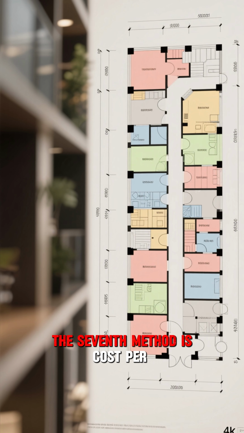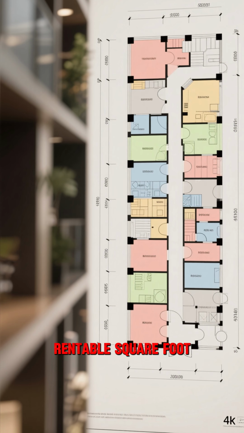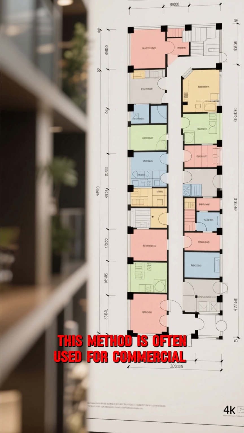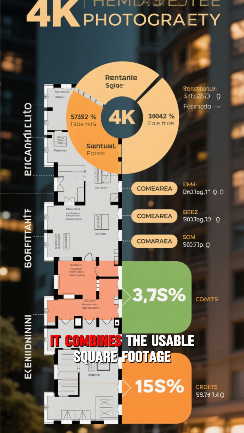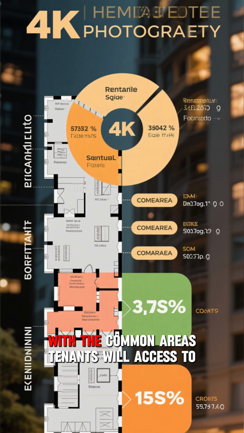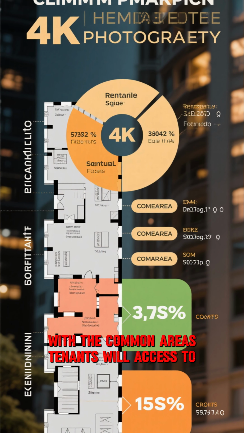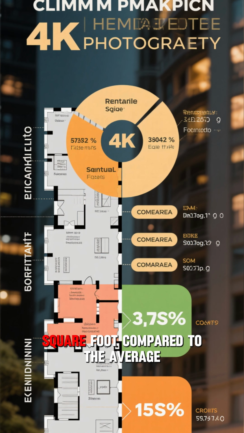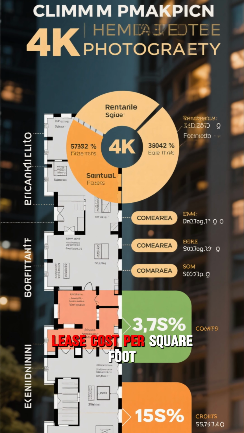The seventh method is cost per rentable square foot. This method is often used for commercial real estate. It combines the usable square footage the space tenants can occupy with the common areas tenants will access to determine the cost per rentable square foot compared to the average lease cost per square foot.